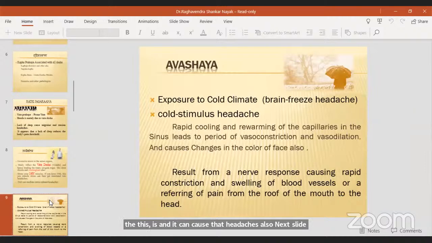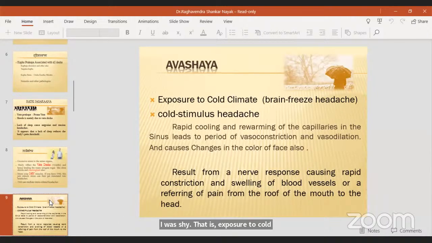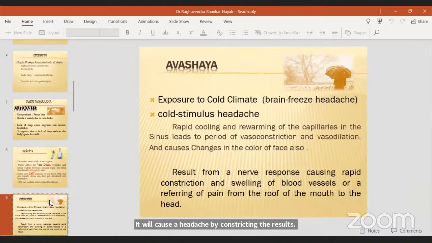Avashyaya, that is exposure to cold climates. A cold stimulus headache can be caused, and we can see the brain freeze headache. This is due to a cold climate, which we see in day-to-day life, and it results from a nerve response that causes a headache by constricting the vessels. Next slide.